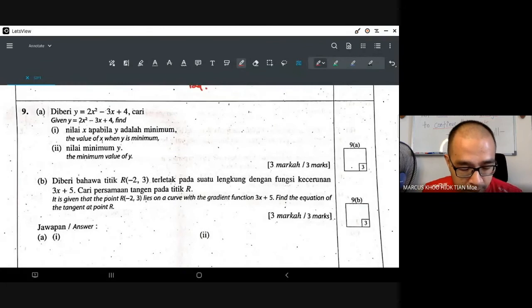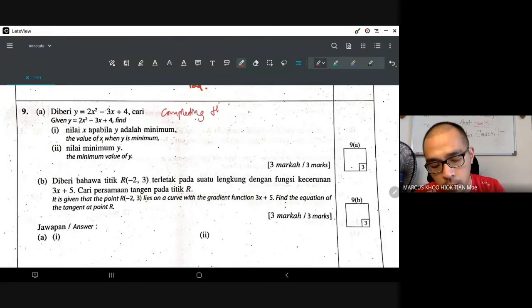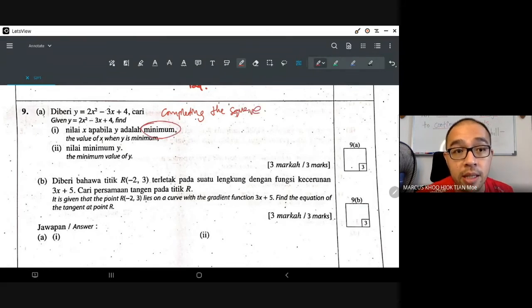Okay, all right. Given that y, sorry, this is question number 9. Given that y equals 2x squared minus 3x plus 4, find the value of x when y is minimum. And then after that, find the minimum value of y. Now, at first glance, this looks like a completing the square question, because of the words minimum.